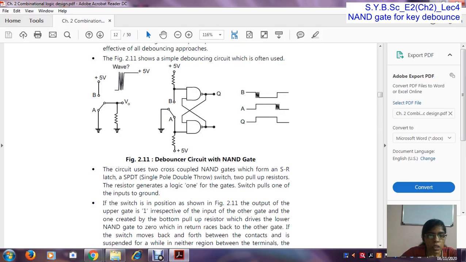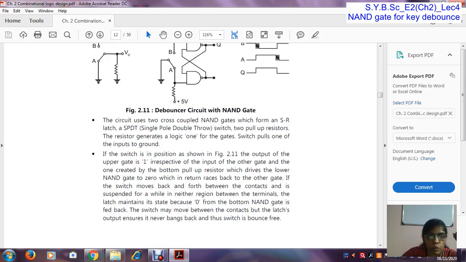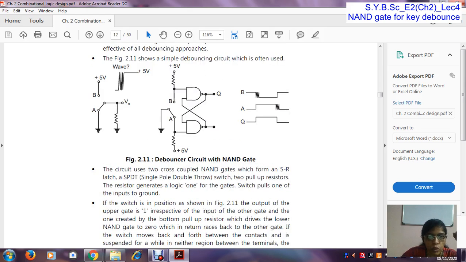So here a single pole double throw switch is used, with two pull up resistors. The resistors generate a logic 1 for the gates. The switch pulls one of the inputs to ground. So if the switch is in the position as shown in the figure, here the switch is connected to ground.